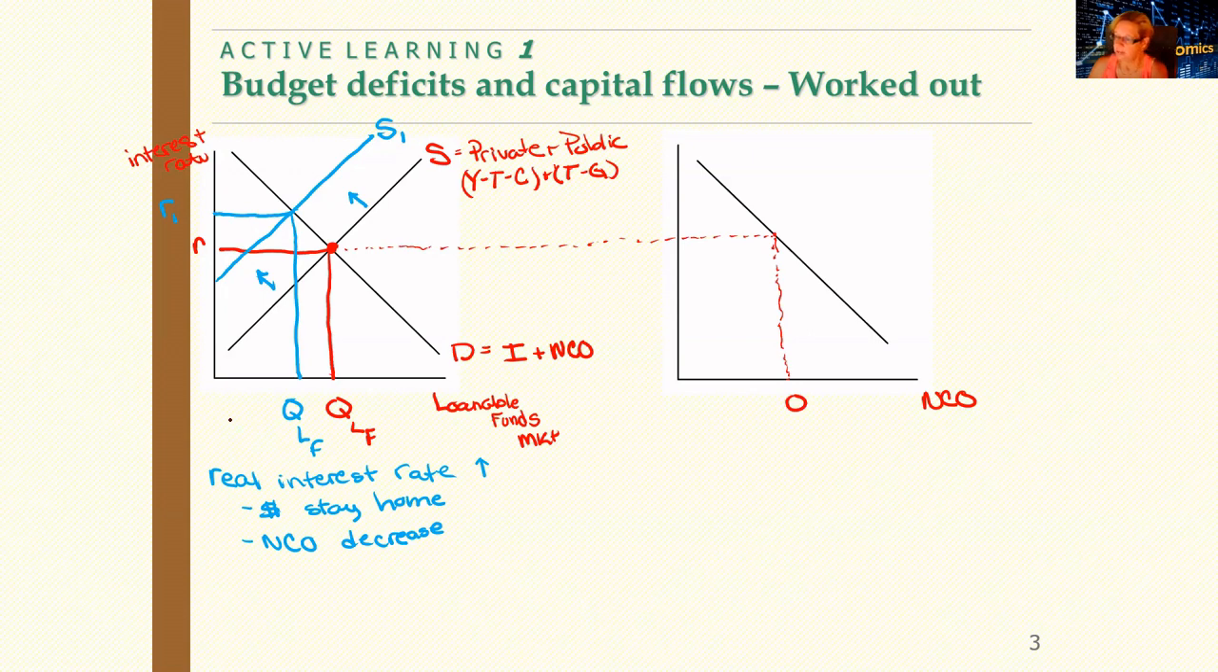Okay. Now, let me go ahead and change up the colors again so we can follow through what happens when we start to run a budget deficit. So now I'm going to take where I found R1 and come over here to the net capital outflow. If net capital outflow was 0 here, my new net capital outflow is going to be less than 0, or negative. And so we have dollars staying in the US. Okay, so this is the workout for it.